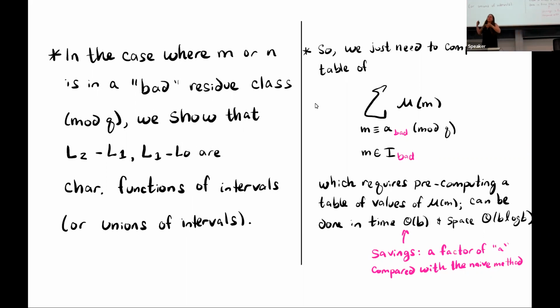Remember, A and B are the two lengths of our intervals. So if we're summing things over m that are congruent to A bad and that are inside this interval I bad, then you're getting a savings of A. So instead of a big O of A times B, you're just getting a big O of B for your time. There's this huge savings that happens because you're basically cutting out one dimension by showing that the disagreement can only happen in certain intervals and in certain residue classes.